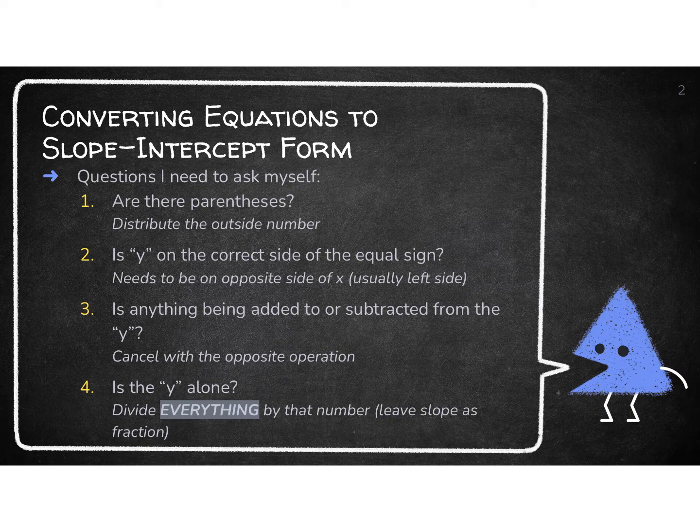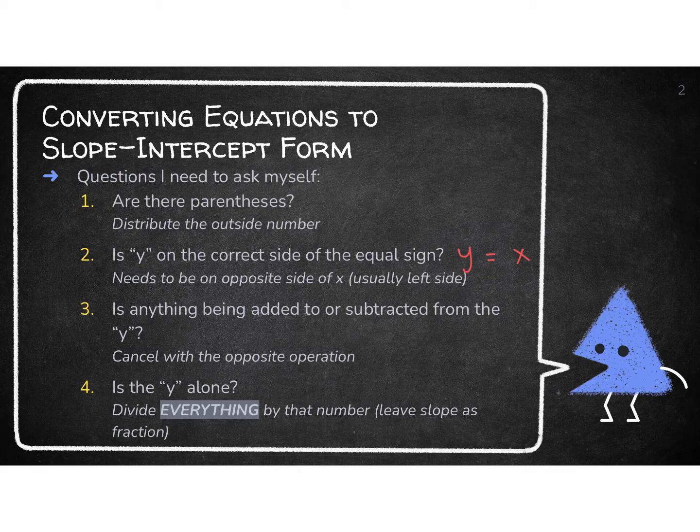First of all, are there any parentheses? If you see parentheses, you need to distribute that number through first to start simplifying things, okay? Then you want to say, is y on the correct side of the equal sign? It needs to be on the opposite side of the x, okay? It does not matter if it's on the left side of the equal sign or the right side of the equal sign, but you need to have y on one side and x on the other, okay?